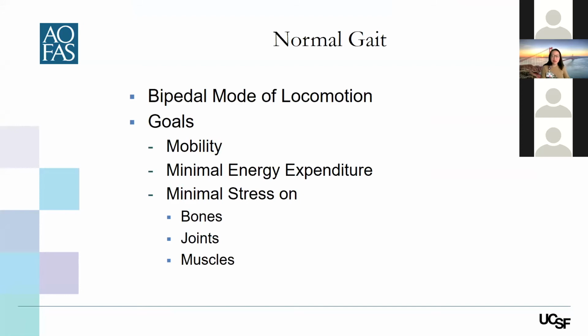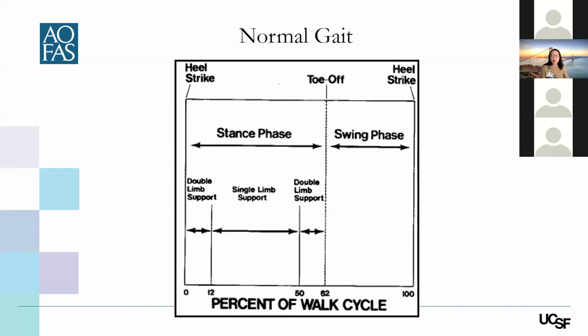Okay, so normal gait. Gait is basically a bipedal mode of mobility for human beings. And the goals of your gait is obviously to move you around, but also to expend the least amount of energy and to put the smallest amount of stress on your bones, joints, and muscles. So a normal walking or gait cycle is divided into the stance phase and then the swing phase.